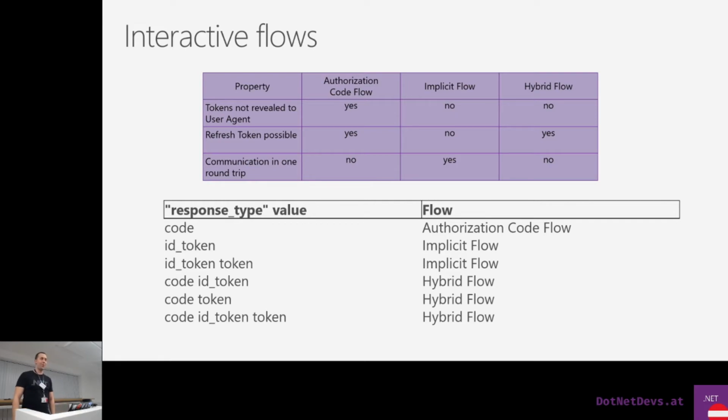And there's a long table, which gives you a bit of an overview of what things to consider when choosing a flow. So do you want to reveal tokens to the user agent or not? Are you afraid that someone will steal tokens from your Android application or your single page application? Do you want to stay connected for a longer time? And also, do you want to have fewer or more round trips in your authentication flow?